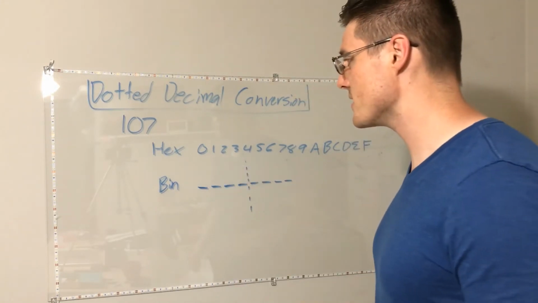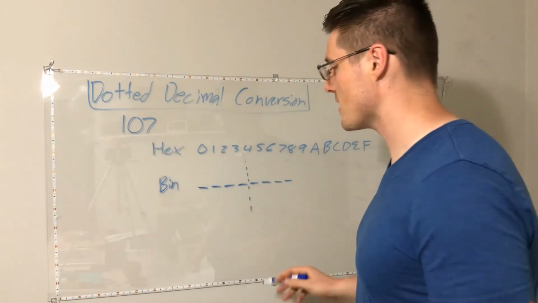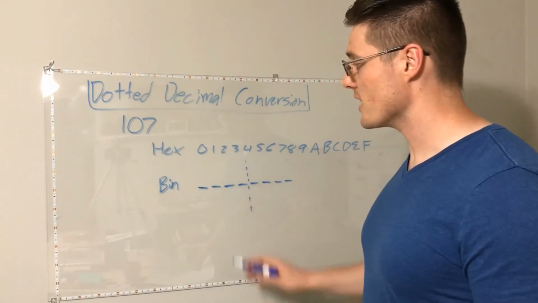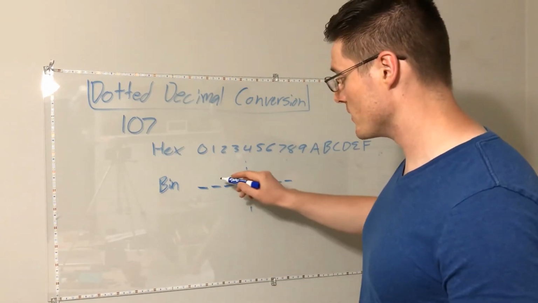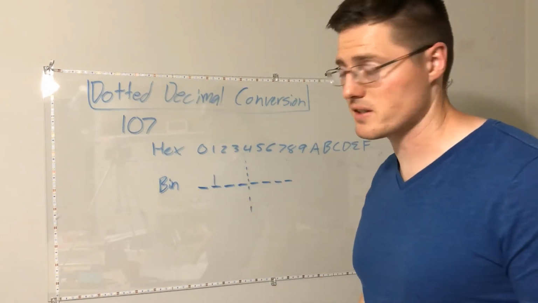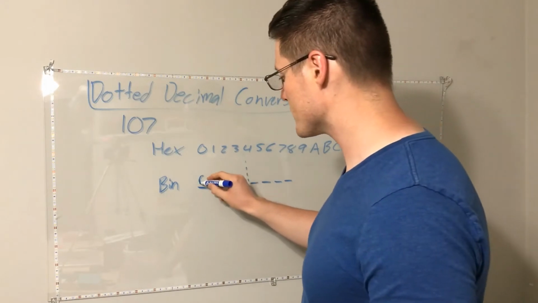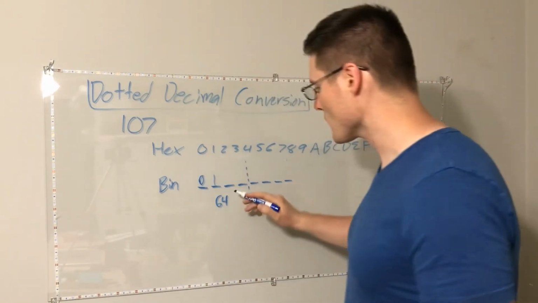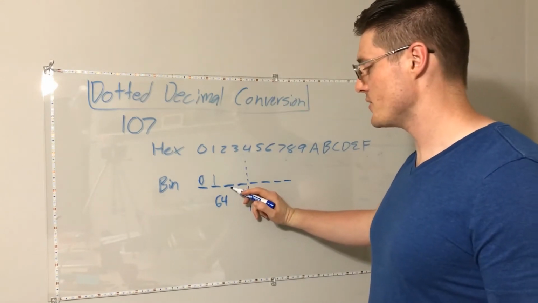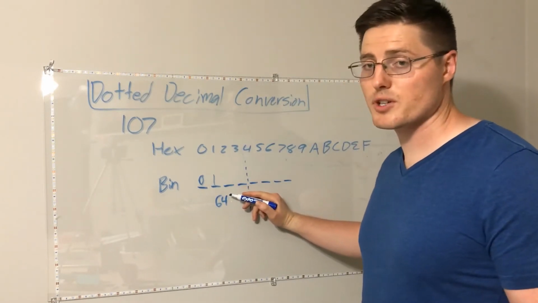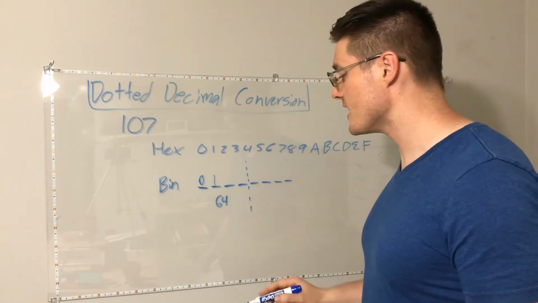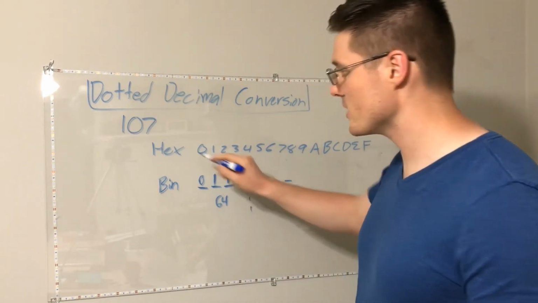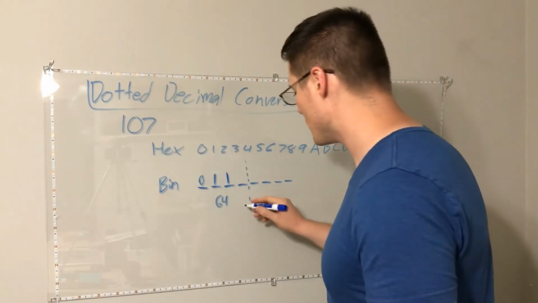In this scenario, you're looking at 107. 107 is greater than 64 and less than 128, so we want to have 64 in there, and we can put a 1 right there. The next slot is going to be 32. 64 plus 32 is going to be 96, and we can use it because it's less than 107.